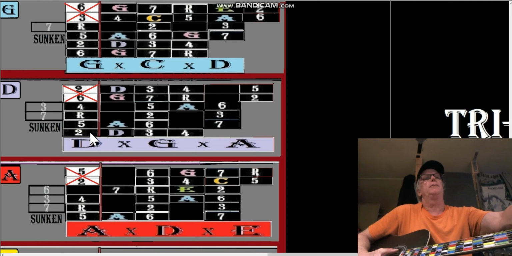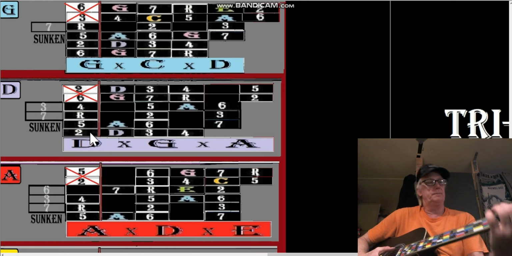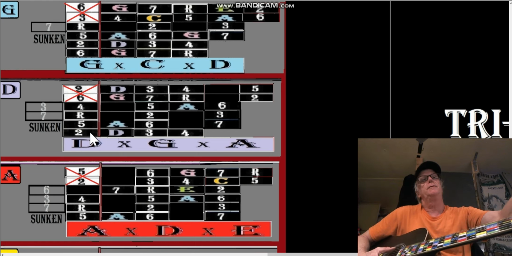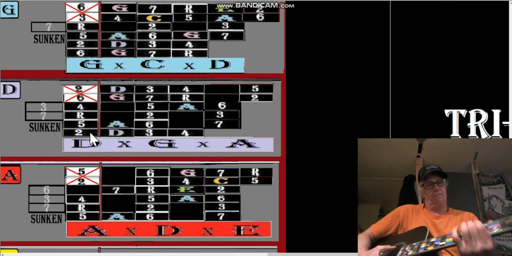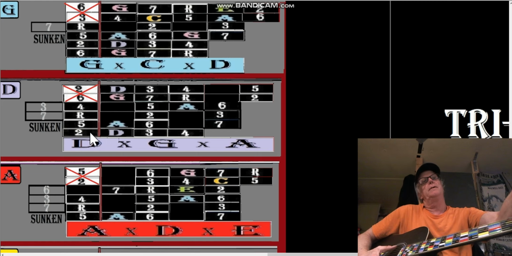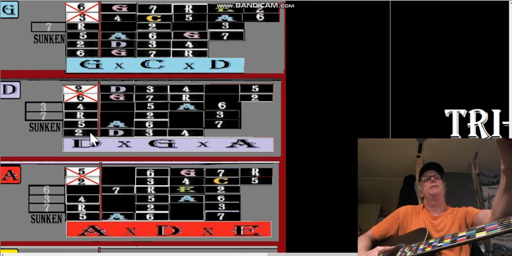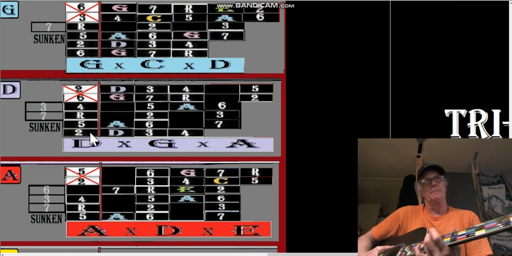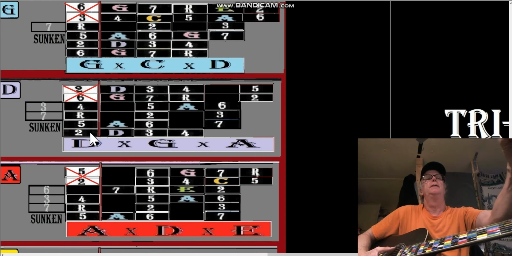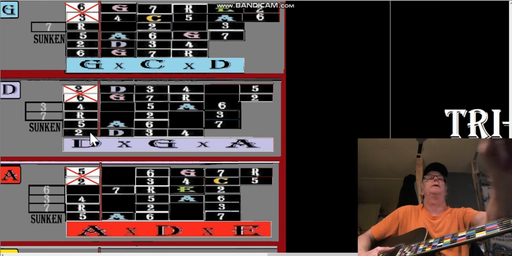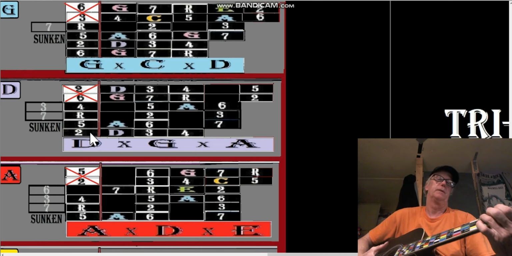So let's do them again. Root 2 3. Okay, 2 3 4. All right, 3 4 5, 4 5 6, 5 6 7, 6 7 root, 7 root 2, and back to Do.